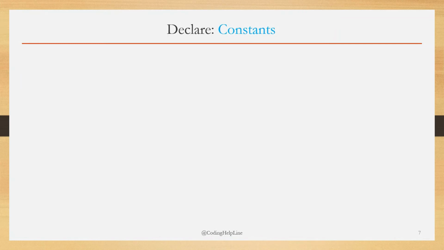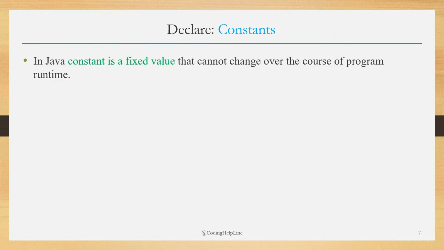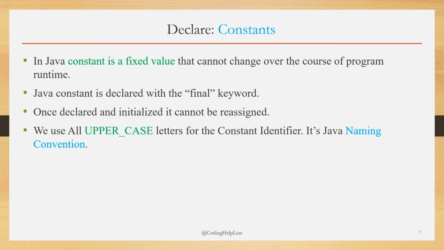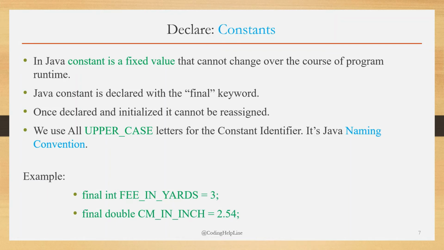How to declare constants? In Java, constants are fixed values that cannot change over the course of the program. Java constant is declared with the final keyword. Once it is declared, it cannot be changed. So we use uppercase letters to signify constant values. It is a Java naming convention. Normally, for example, final int FEET_IN_YARDS is equal to 3. Final double CM_IN_INCH 2.54.